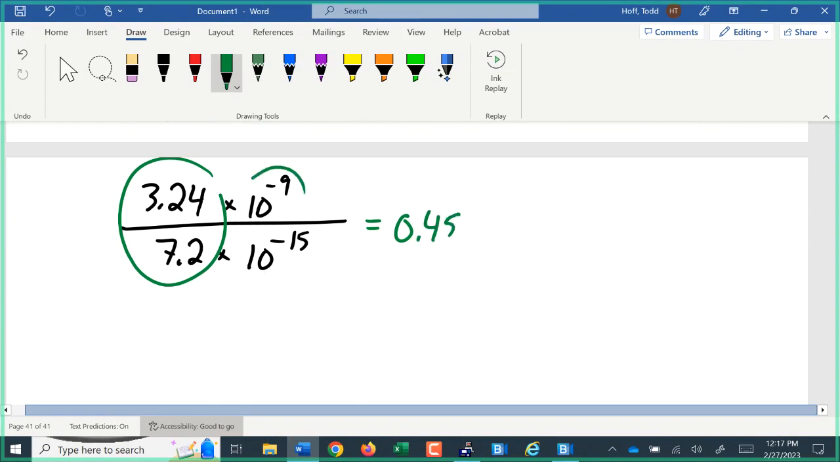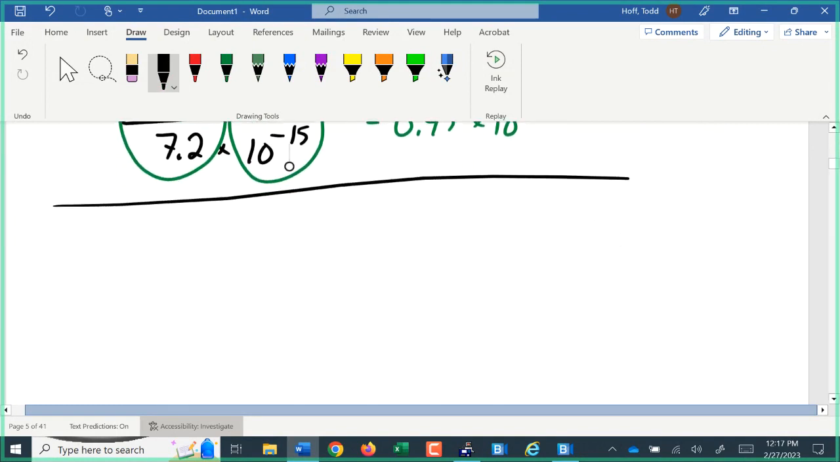And we also combine the names. 10 to the negative 9th divided by 10 to the negative 15th. So remember, that's negative 9 minus a negative 15. Negative 9 plus a positive 15, which is 6, so 10 to the 6th. So be very careful with the negative powers on the 10.